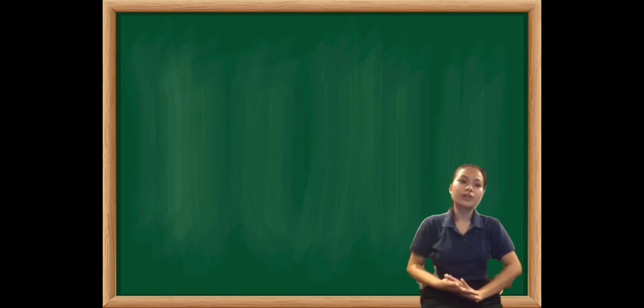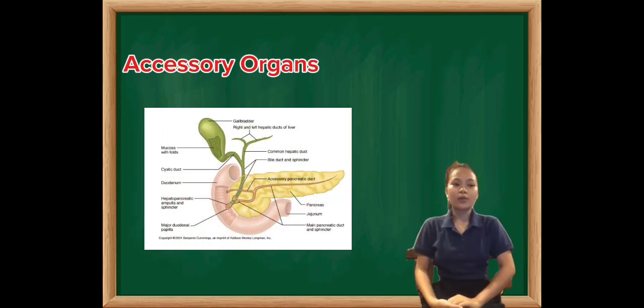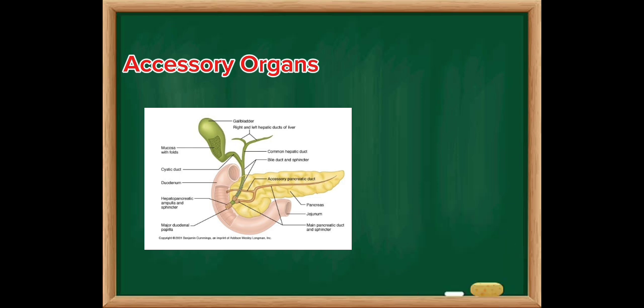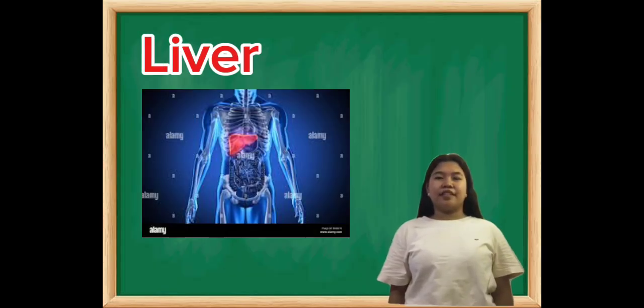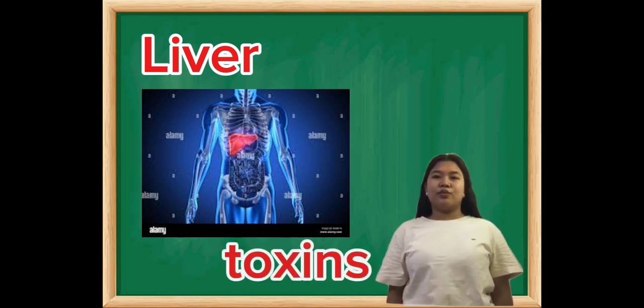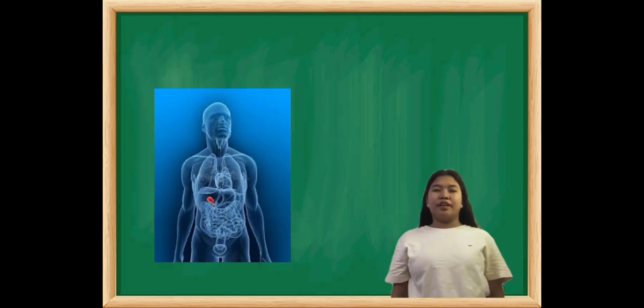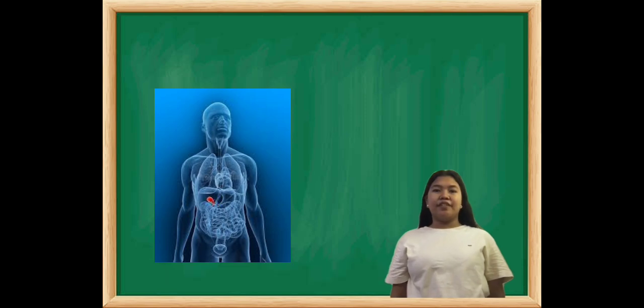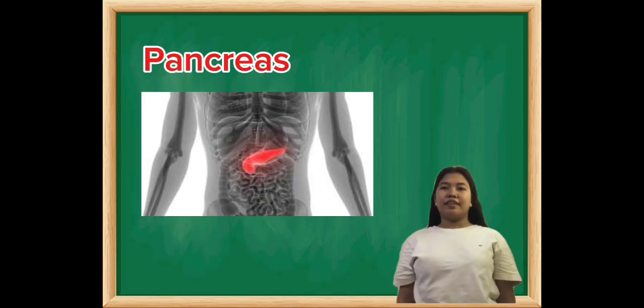Next are the accessory organs, which are not part of the path of food but play a critical role, and include the liver, gallbladder, and pancreas. The liver directly affects digestion by producing bile to help digest fat. It also filters out toxins and waste, including drugs and alcohol. The gallbladder stores bile from the liver and releases it into the small intestine. A fatty diet can cause gallstones. The pancreas produces digestive enzymes to digest fats, carbohydrates, and proteins. It regulates blood sugar by producing insulin.